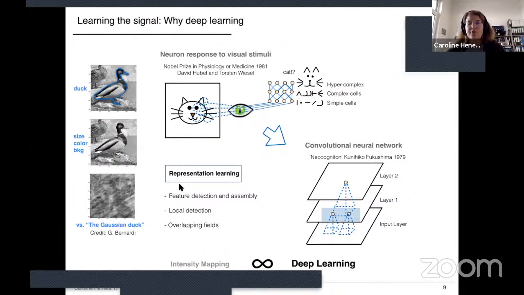This idea of learning representations comes from neural response to visual stimuli studies, I think in the 60s, where it turned out that the way we pick up visual stimuli is by detecting very simple shapes locally, and then matching them together to assemble more complex structures. And this is basically what inspired convolutional neural networks, which operate in the same way.